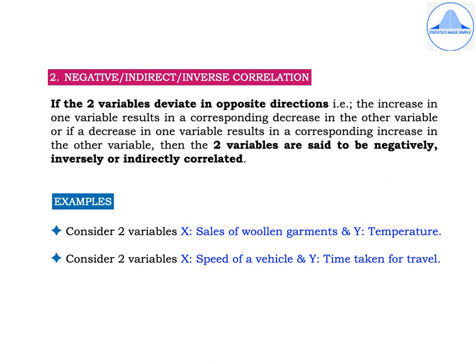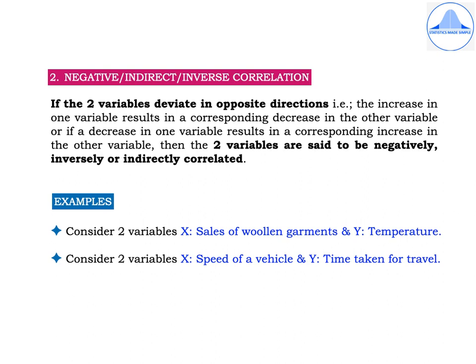Second, negative, indirect, or inverse correlation. If the two variables deviate in opposite directions, that is, the increase in one variable results in a corresponding decrease in the other variable, or if a decrease in one variable results in a corresponding increase in the other variable, then the two variables are said to be negatively, inversely, or indirectly correlated.